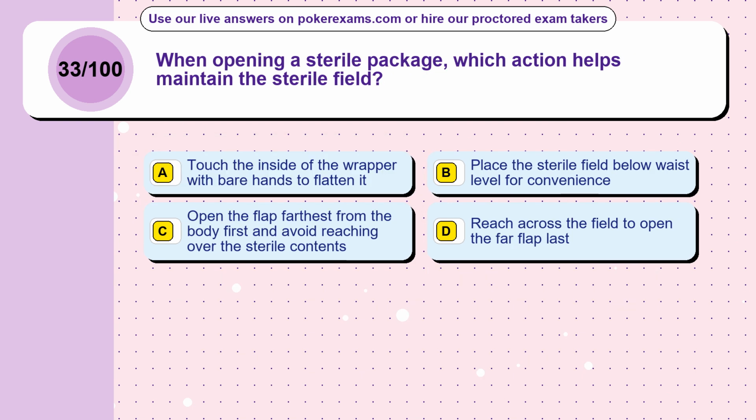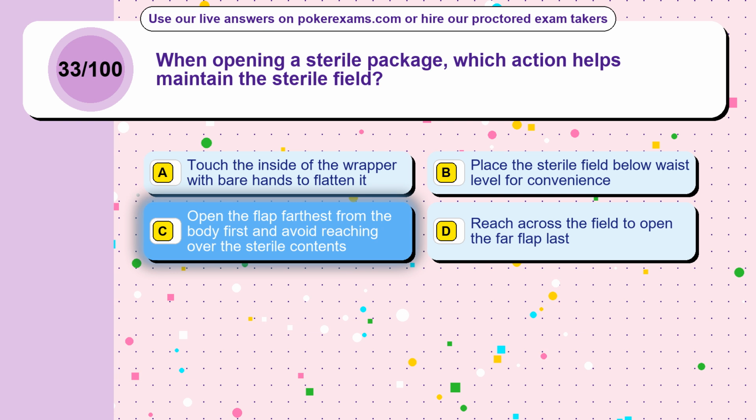Question 33. When opening a sterile package, which action helps maintain the sterile field? Option A. Touch the inside of the wrapper with bare hands to flatten it. Option B. Place the sterile field below waist level for convenience. Option C. Open the flap farthest from the body first and avoid reaching over the sterile contents. Option D. Reach across the field to open the far flap last. The correct answer is option C. Open the flap farthest from the body first and avoid reaching over the sterile contents.